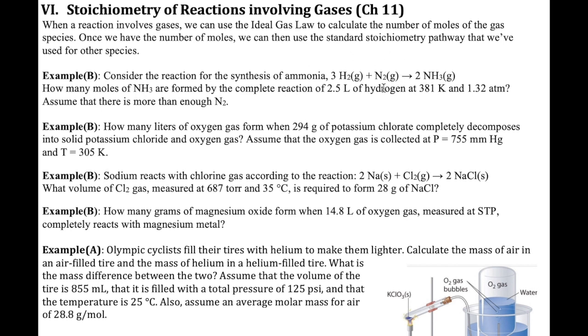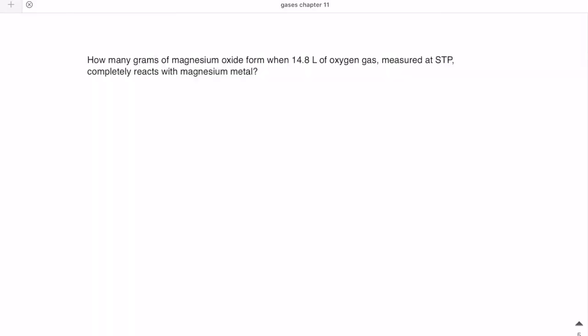So I'll show you how to do this in a couple of different examples. The rest of the steps are really similar to other stoichiometry situations. You might have to figure out limiting reactants. You might have to figure out yields. So let's take a look at a problem of gas stoichiometry.